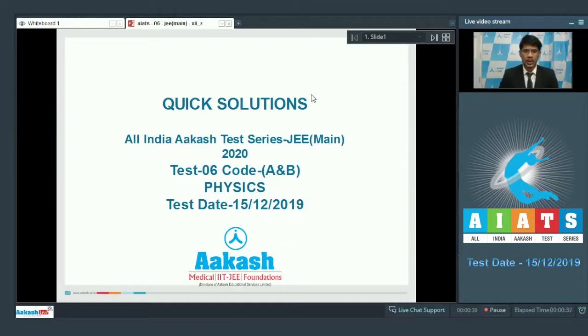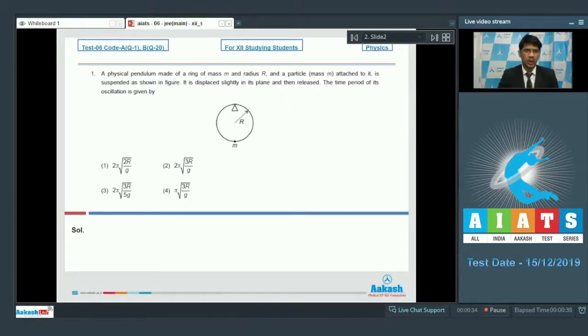Let's start with question number 1. Here in question number 1, a physical pendulum made of a ring of mass m and radius r and a particle of mass m attached to it is suspended as shown in figure. It is displaced slightly in its plane and then released. The time period of its oscillation is given by. We have to find what exactly will be the time period of this small oscillation.